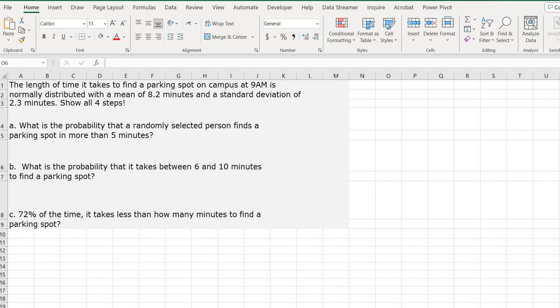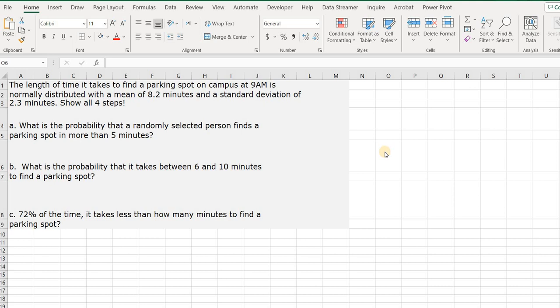Hello students, here is our first example from the normal distribution. The length of time it takes to find a parking spot on campus at 9 a.m. is normally distributed with a mean of 8.2 minutes and a standard deviation of 2.3 minutes.